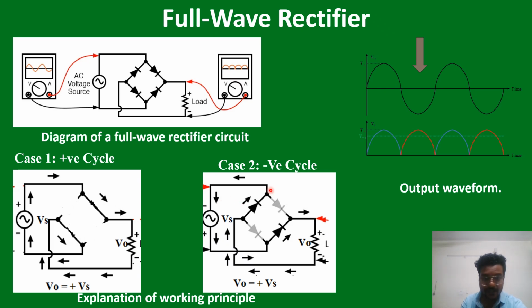Now coming to the second cycle, which is the negative cycle, when polarity will reverse. In this case, polarity is getting reversed, meaning the bottom side is positive and the upper side is negative. Here you can say that these two diodes will be forward biased and the rest of the two diodes will be reverse biased. So these two diodes act as a short circuit and these two diodes will act as an open circuit.